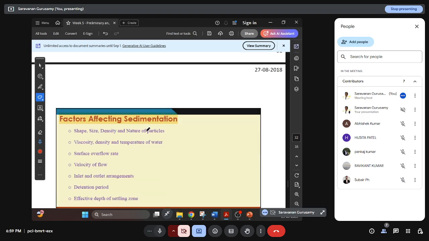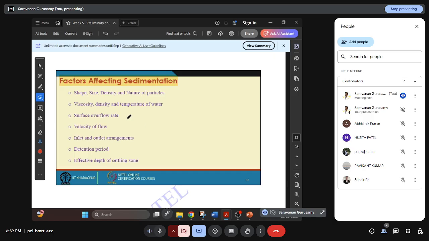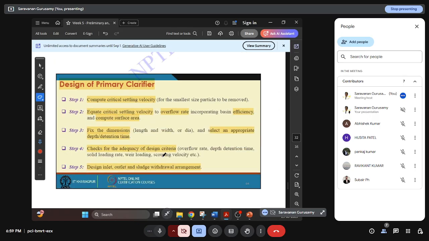This is the factor: how the settling is affected. Based on the shape, size, density of the particle, these are the particle parameters. Based on the water properties, if it is more viscous water, it will not settle. If it is less viscous, it settles easily. Density of the water, temperature of the water, because settling velocity is also based on temperature, right? Why? Viscosity is based on temperature. So settling velocity is also based on temperature. That's what is given in the modified formulas. Surface overflow rate, velocity of the flow, inlet and outlet arrangement, retention period, the effective depth of the settling zone: all are factors affecting the sedimentation tank.